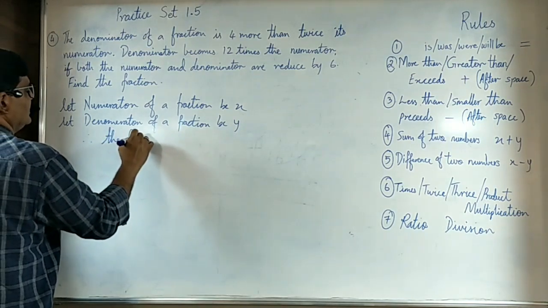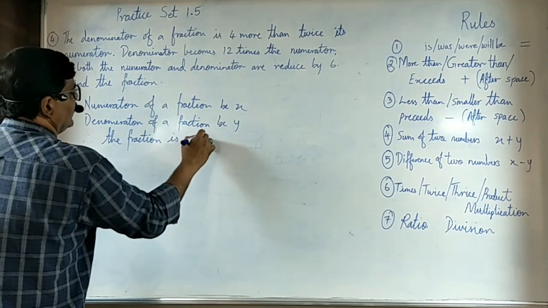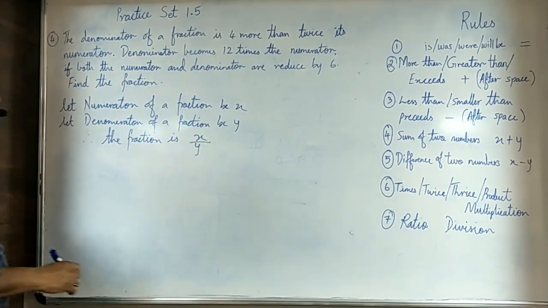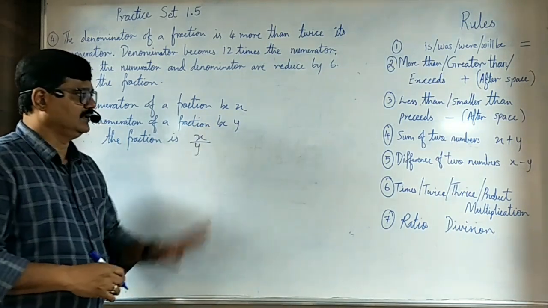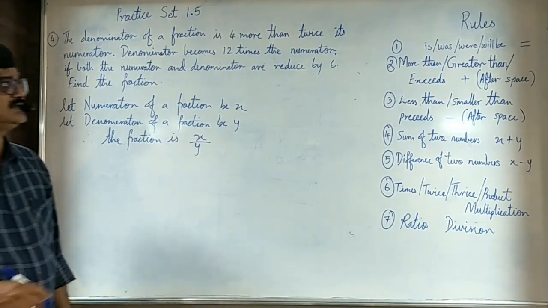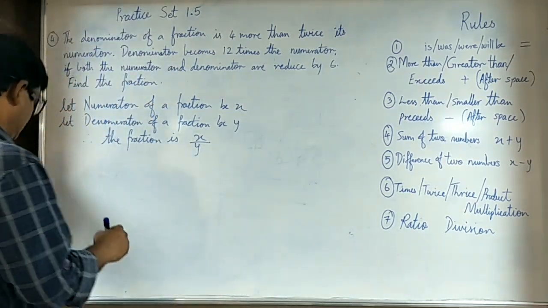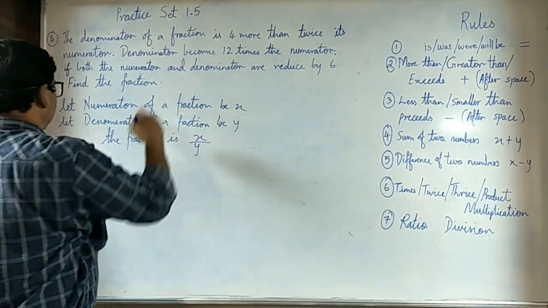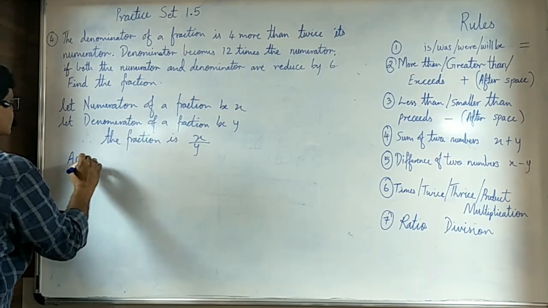Therefore the fraction will be x upon y. Up till here, I let the numerator be x and the denominator be y. Let's read out the statement again. Now here, the first statement is what we are going to write over there.